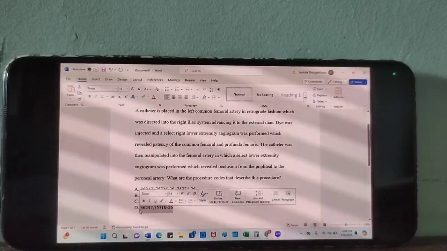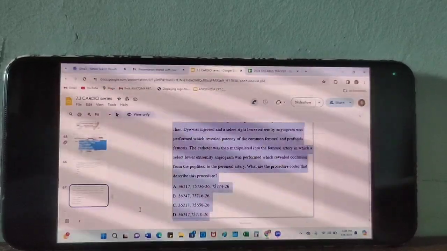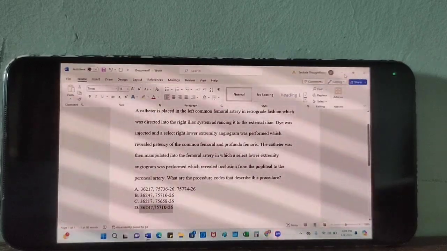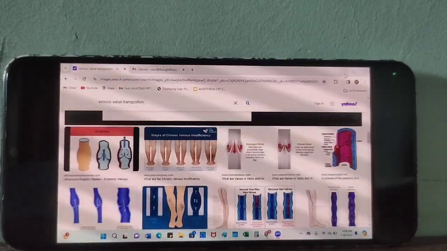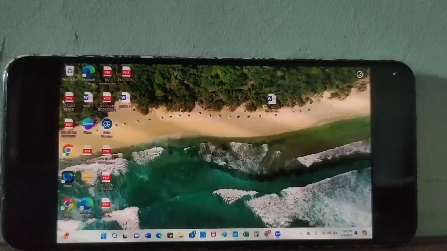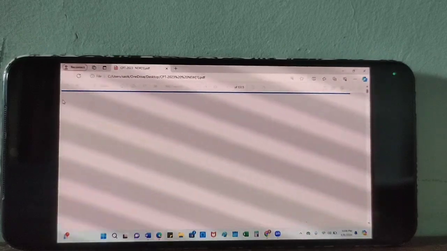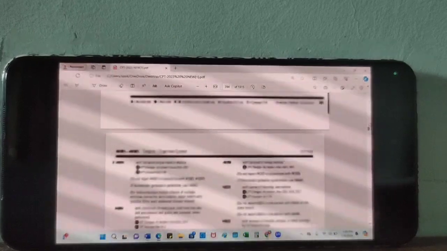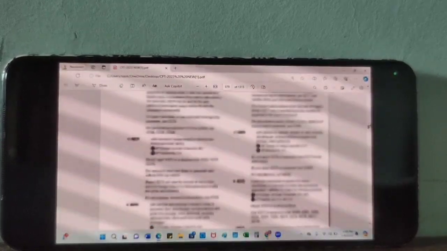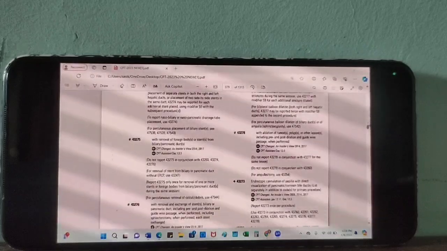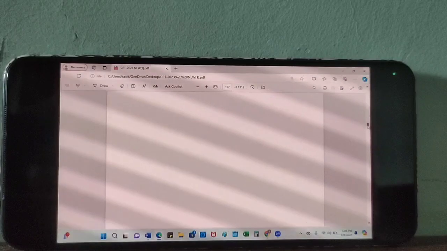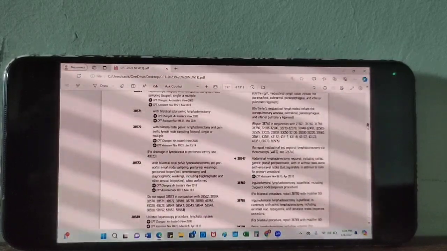36247. What is the code description of 36247? I think I have to open it. One minute, please wait. Page number 298. Okay. Thank you.